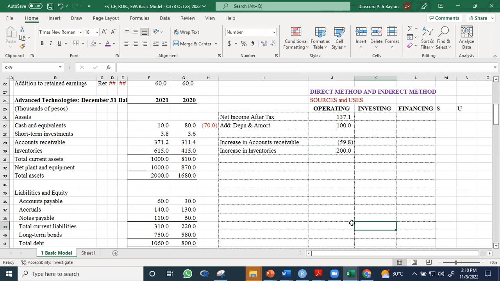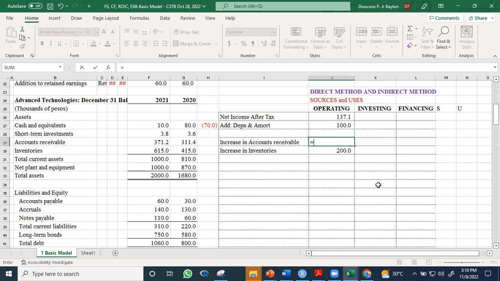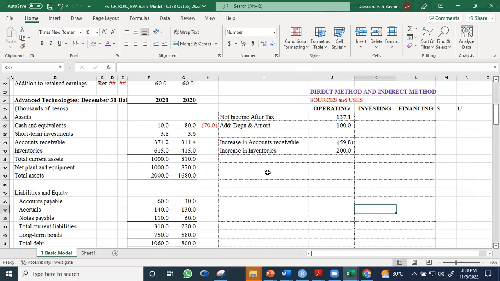So we now have two answers here. Sir, yung sa accounts receivable. Ano ba dapat sa accounts receivable? Negative. Operating. Okay. Source of cash to, no? Right? So dapat, ano siya, Sherwin? Equal to? 59.8. So, anong formula gagamitin ko? Equal to 37.2 minus 311.4. Okay, correct. Tama na?